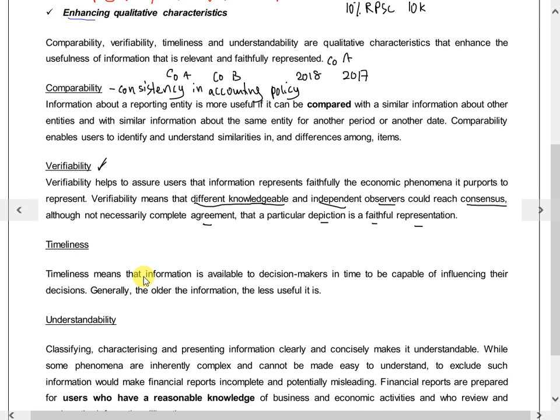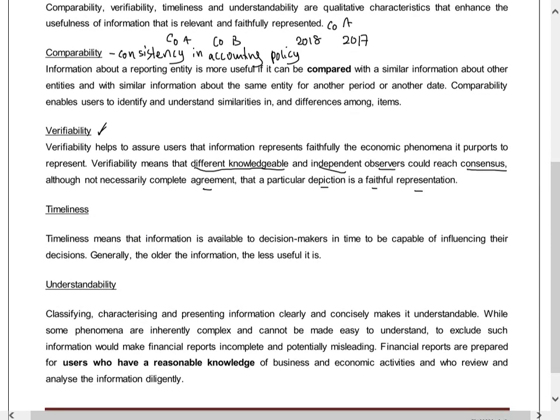V cut, U, understandability. It must be understandable by users who have reasonable knowledge.